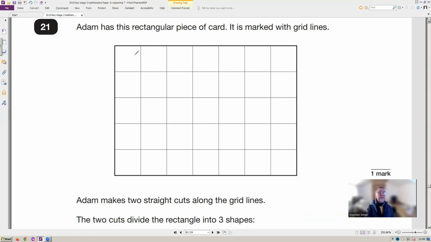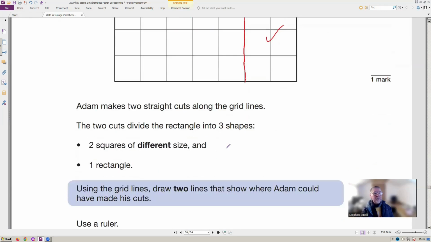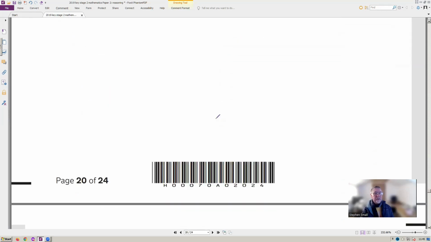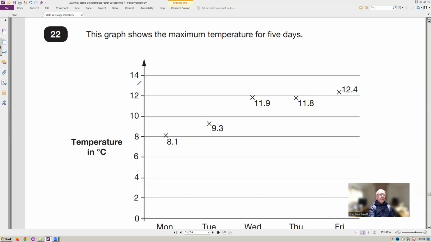All right. This is 1 2 3 4 5. This is 1 2 3 4 5. So I need to go 1 2 3 4 5. Do a line down there. That's one line. And if we put another line here, there's our 2 lines. We got a square, we got a square, and we got a rectangle. There might be other ways as well, but we shall see.